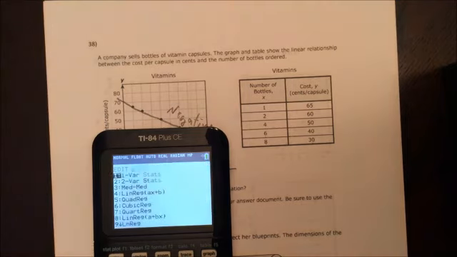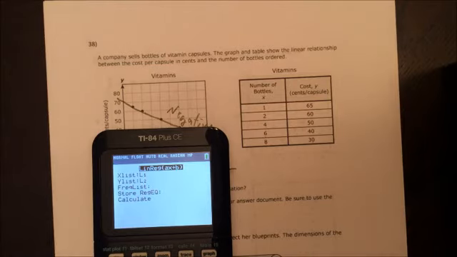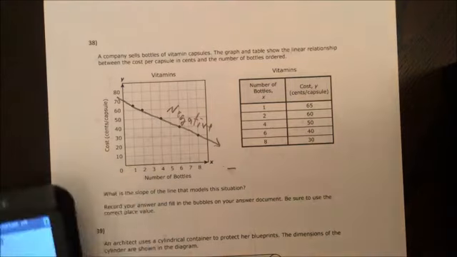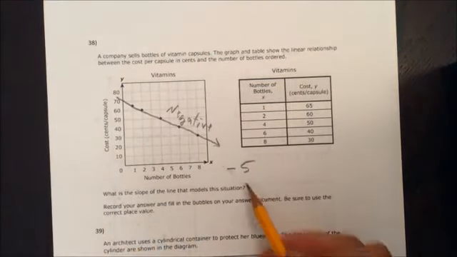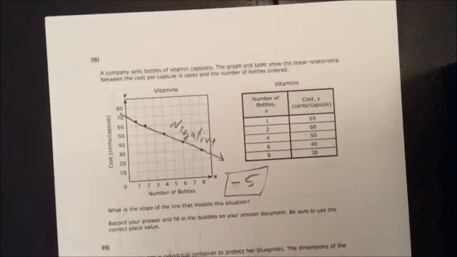Stat, tab, 4, enter, enter, enter, enter. The slope is -5. And that's exactly what they wanted. What is the slope of the line? -5.